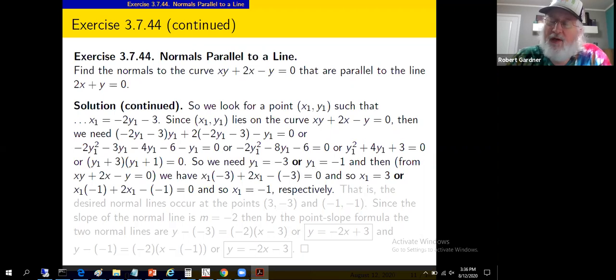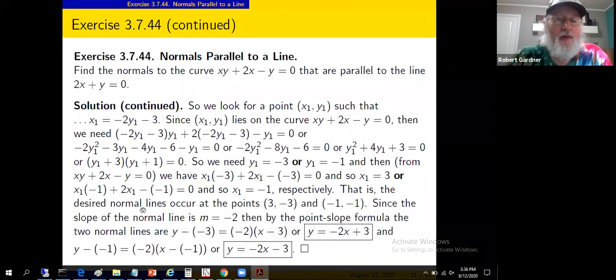the slope of a normal line will be the same as the slope of this line. That is, we'll have normal lines parallel to the given line. So the desired normal lines contain the point (3, negative 3), and the other one contains the point (negative 1, negative 1). So we've got 2 lines, 2 points. In both places, we'll have a slope of negative 2. Using the point-slope formula with the point (3, negative 3) and the slope negative 2 produces the line y equals negative 2x plus 3.